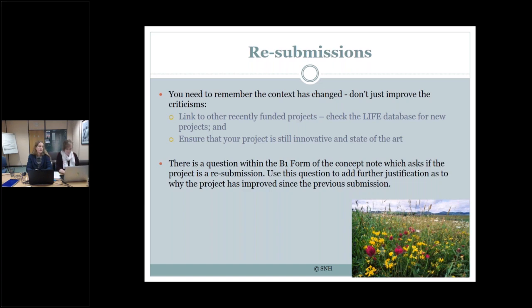So I hope this has given you a flavor of what the Commission is looking for in terms of sustainability of the LIFE projects. Are there any more questions regarding sustainability, replicability and transferability? It's always a difficult area for applications, particularly if they're first-time applicants. It can be very confusing.